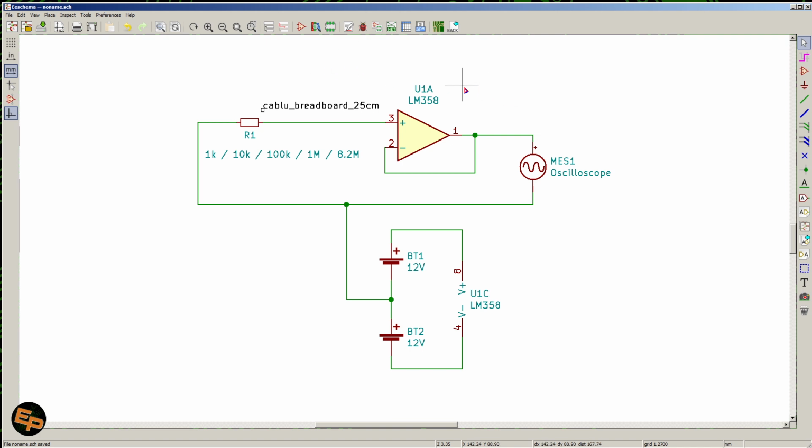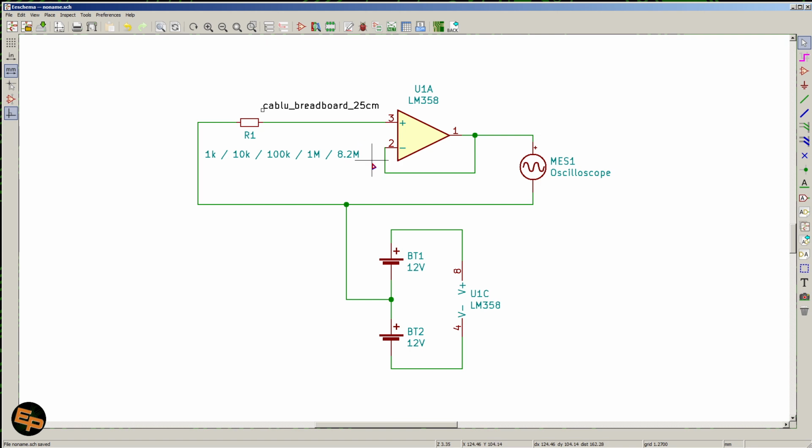Okay, so like I said, in such a setup, we should see approximately 0 volts or a very small voltage on the output, and we should see no signal whatsoever. It should be a complete flat line. But in reality, this is not the case, and I've repeated this experiment for 5 different values of resistors. For 1 kilo ohm, 10, 100, 1 mega ohm, and 8.2 mega ohms.